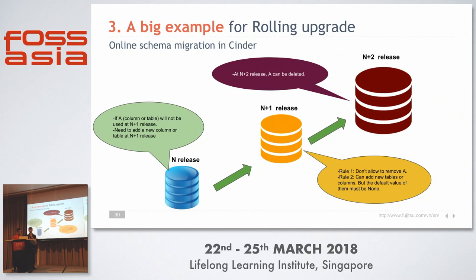Those are some of the points Cinder has shown to get the rolling upgrade. And we already tested the rolling upgrade in Cinder, and the result is quite good. Maybe during the upgrade, we have only one or two failed requests. That's only one or two failed requests. Okay, that's how Cinder gets a rolling upgrade.